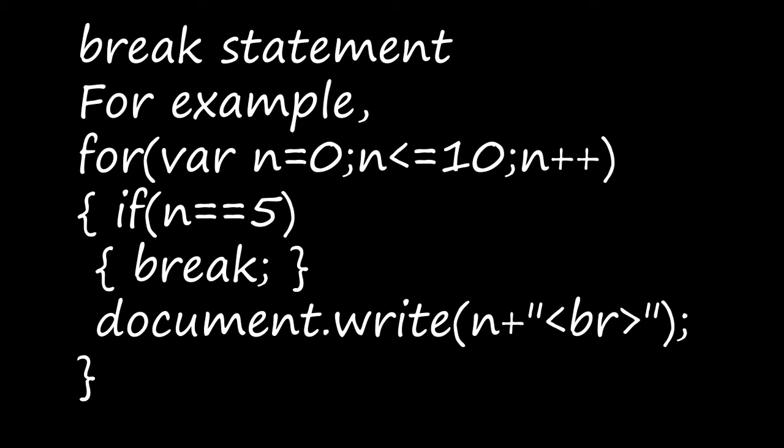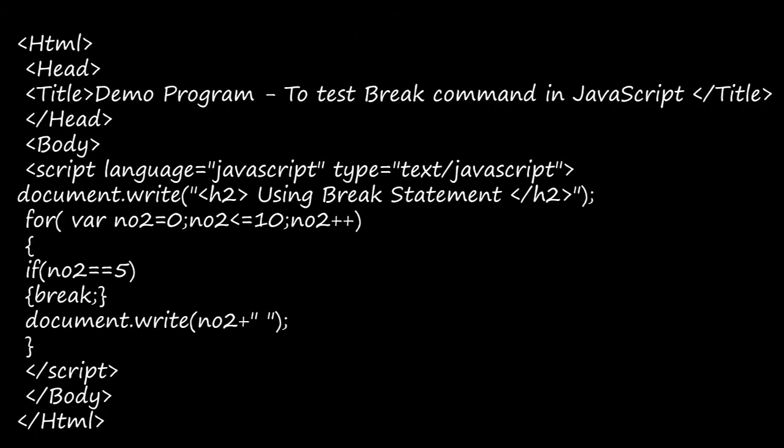Okay, here HTML tag we have opened, head tag we have opened, title tag we have opened. Inside the title tag, demo program to test break command in JavaScript, and then slash title. Title tag is closed, head tag is closed, slash head, and then body tag is opened. Inside body tag, script language JavaScript, type is equal to text slash JavaScript, right? Here we are including the JavaScript inside the HTML coding, right? And then document dot write inside the brackets, inside double quotes, H2 heading, second heading tag, and then using break statement, that is the heading, right?